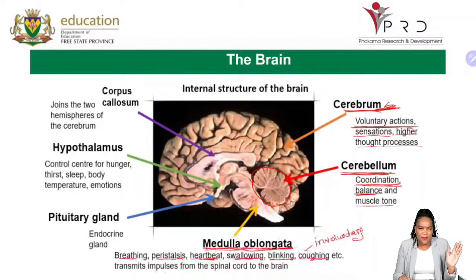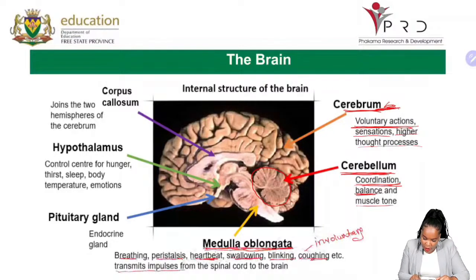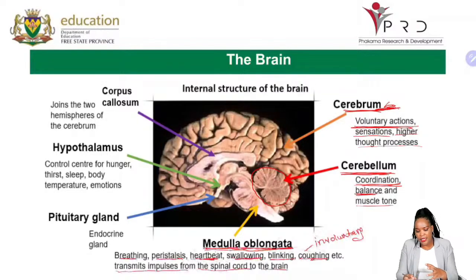If you forget, please just remember this: medulla oblongata, breathing, heartbeat. Then you will know that it is involuntary. And then it also transmits impulses from the spinal cord to the brain, because the medulla oblongata is situated just above the spinal cord here. This is the medulla oblongata. This is your spinal cord.